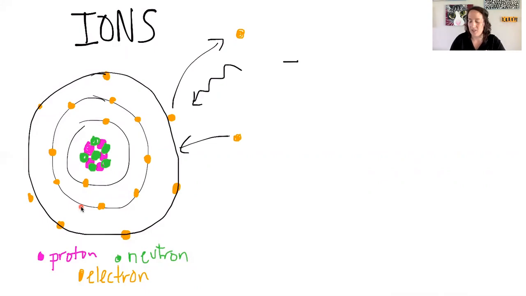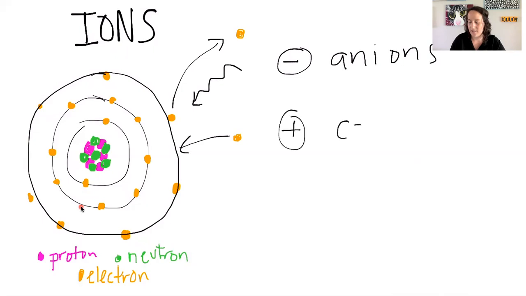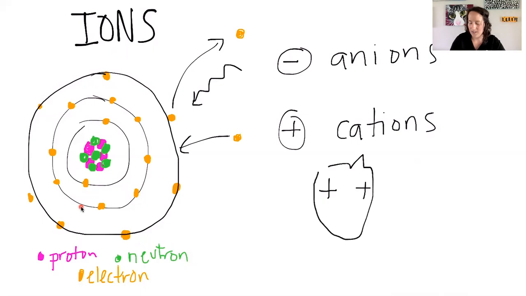So negatively charged ions, which usually we just depict with a negative circle, are called anions. And positively charged ions, we call them cations. How do you remember what's what? Well, I just remember there's this super cute little cat. Makes a cation.